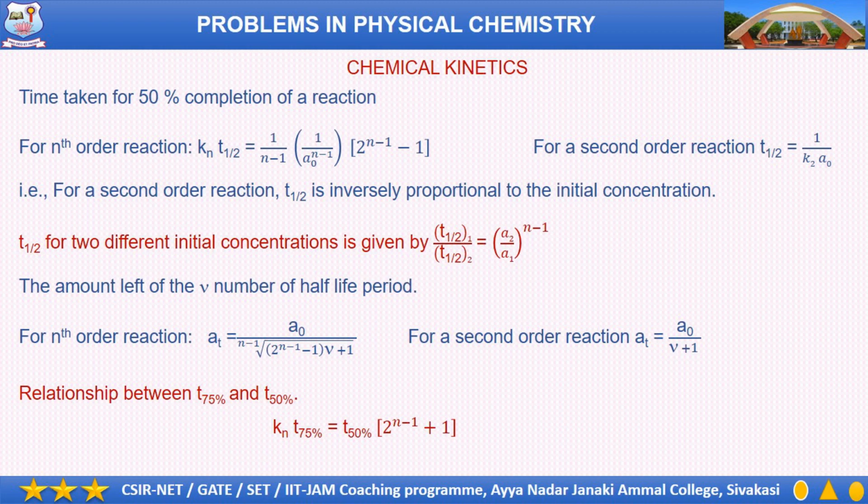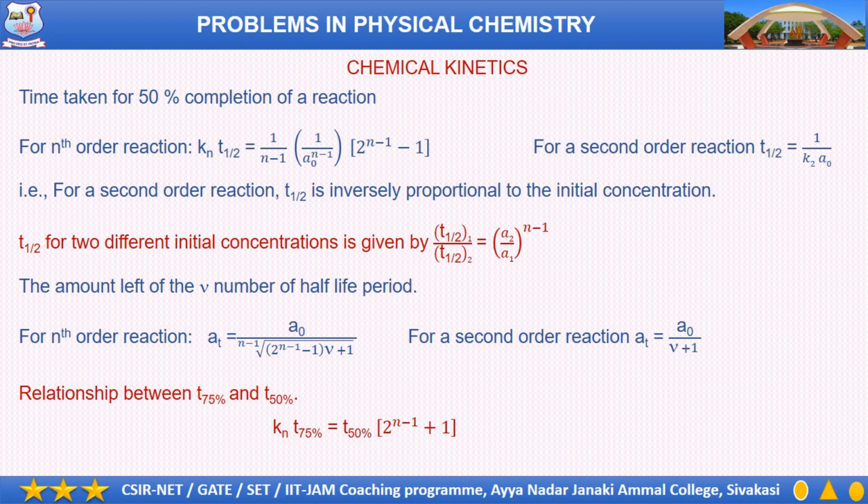Or that can be simplified. This equation can be once again simplified: T half for one concentration is given, T half for another concentration is asked. There is a general equation: the initial concentration for the second time over the initial concentration for the first time, because T half is inversely proportional, raised to n minus 1. Here n is the second order. Therefore, you can put this and easily find out what would be the initial concentration A2, what would be the T half, and so on. That can also be used for this type of equation.